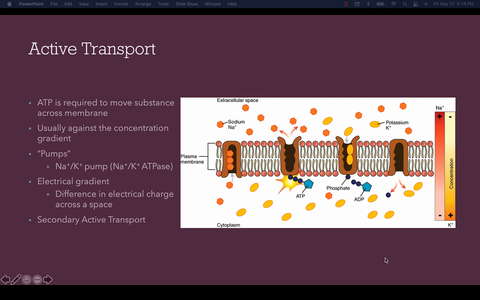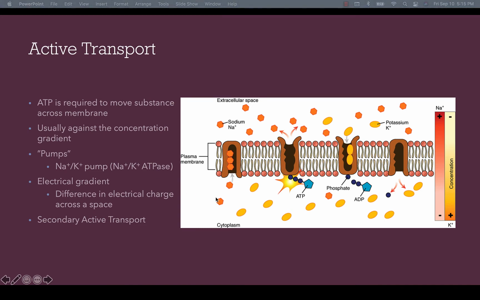One of the most common types of active transport involves proteins that serve as pumps. The use of ATP to pump the substance into or out of the cell against their concentration gradient moves them from a region of low concentration to high concentration generally. The sodium-potassium pump, or sodium-potassium ATPase, "ase" being enzyme, it's a protein, and ATP, meaning it needs ATP to do it, is an example of an active transporter.